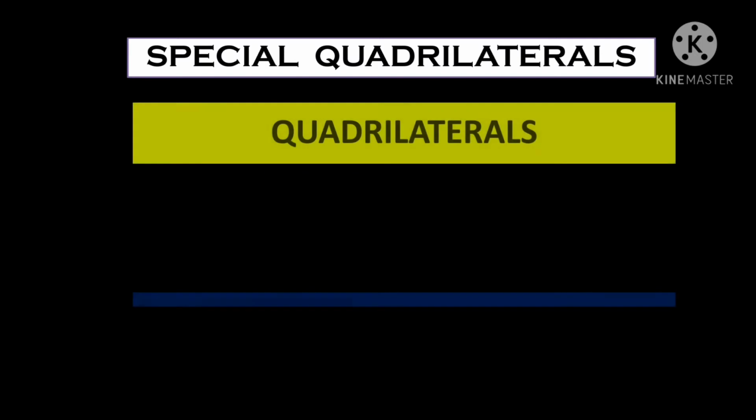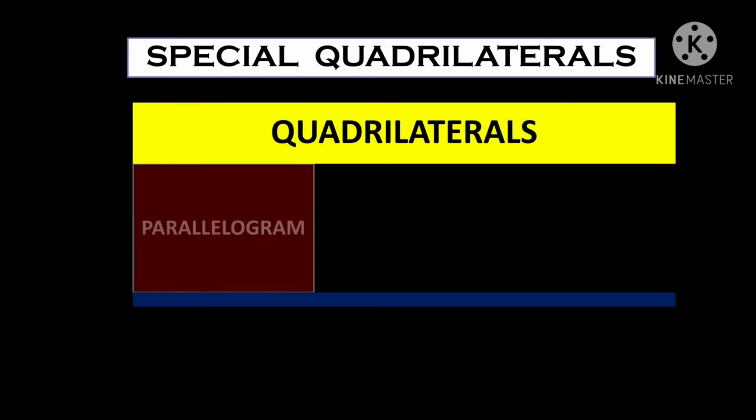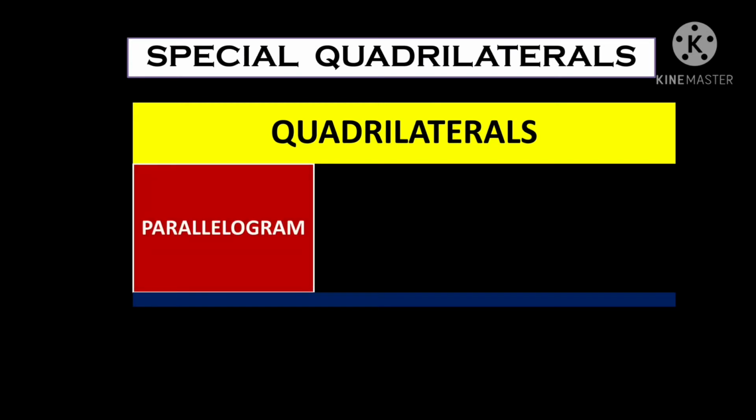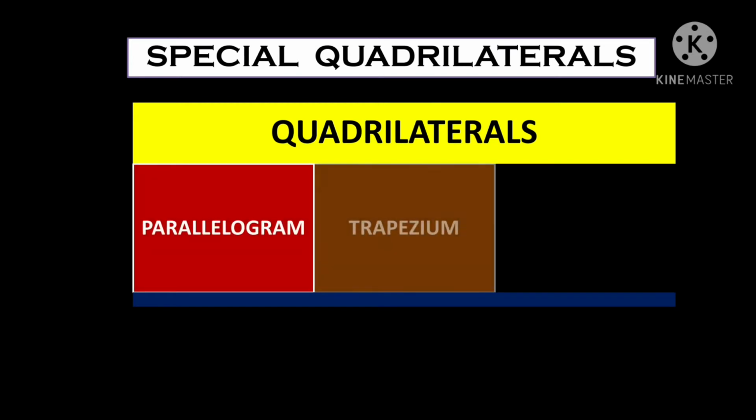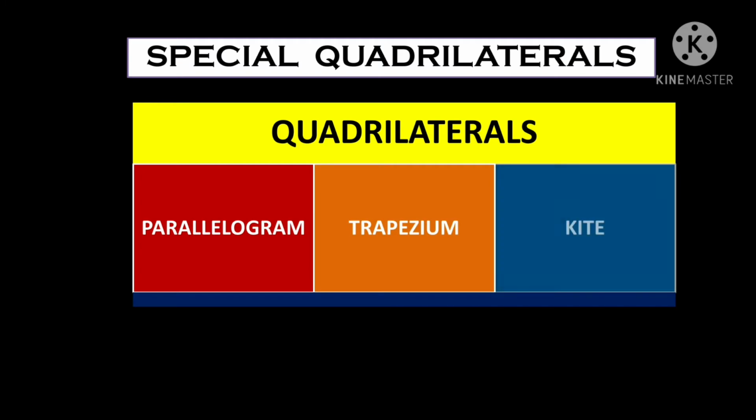When we talk of special quadrilaterals, they have some special properties. These are the special quadrilaterals: parallelogram, trapezium and a kite. So parallelogram, trapezium and kite are the special quadrilaterals. Let's start with parallelogram.